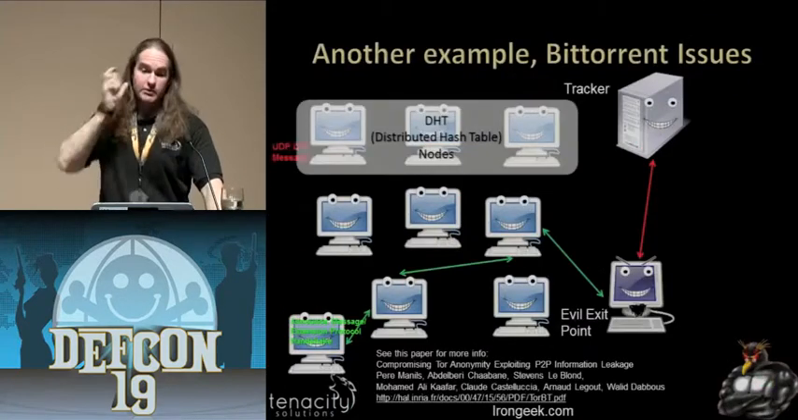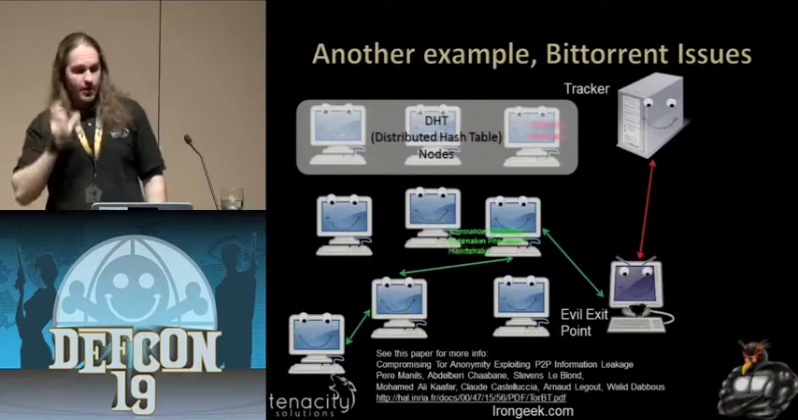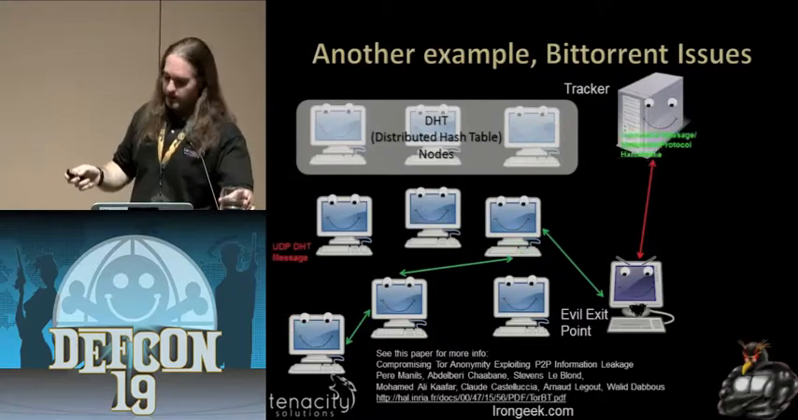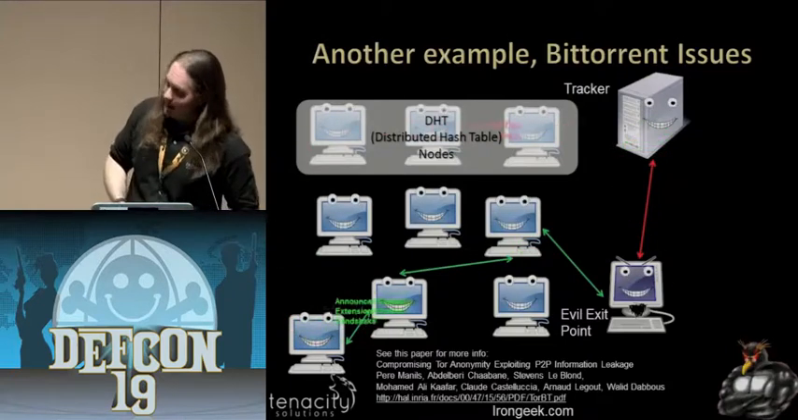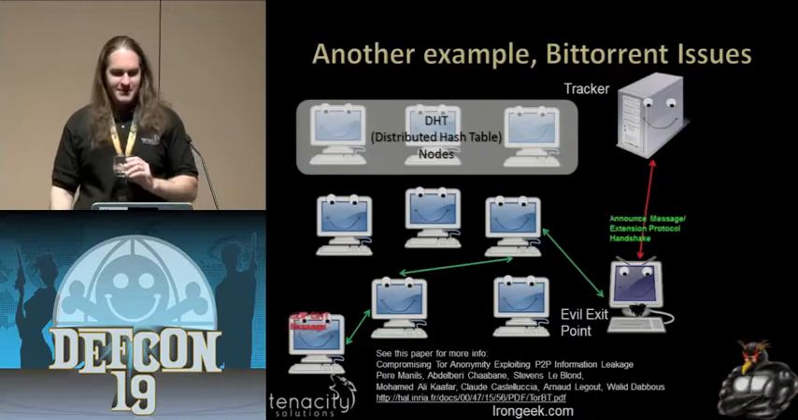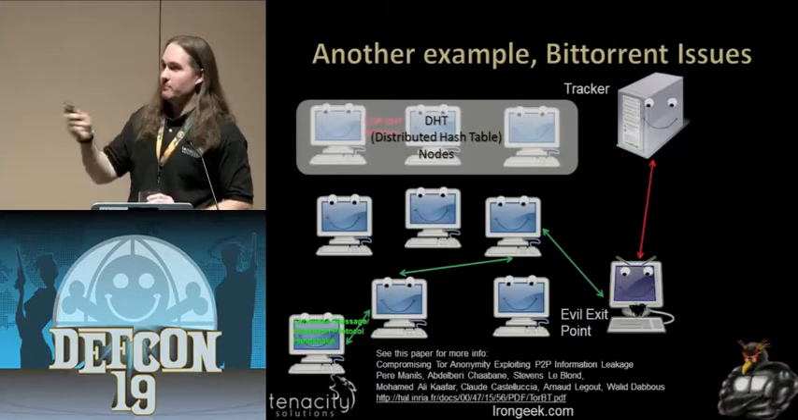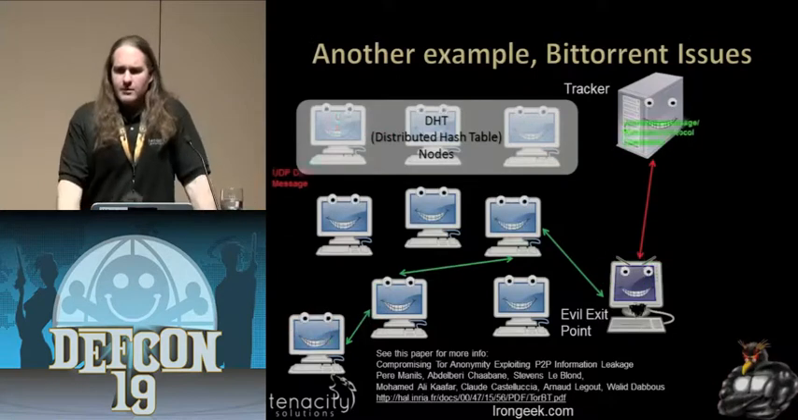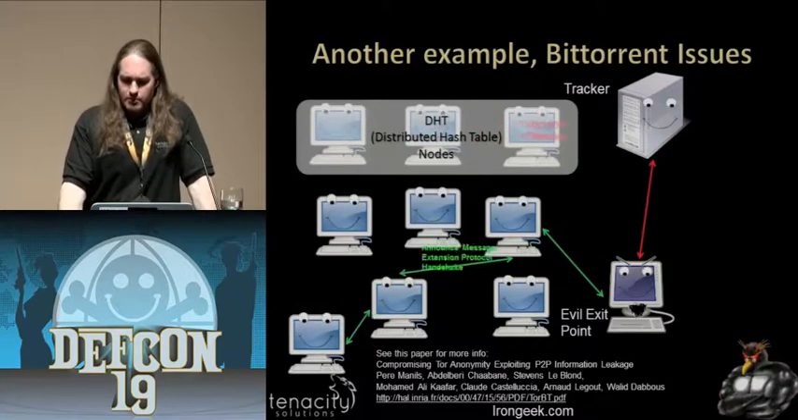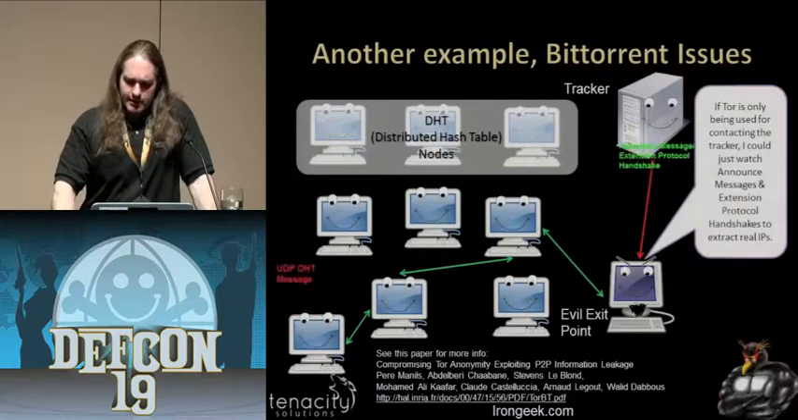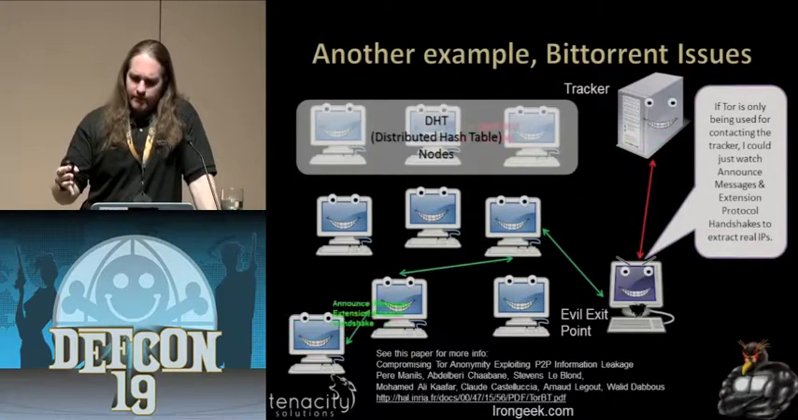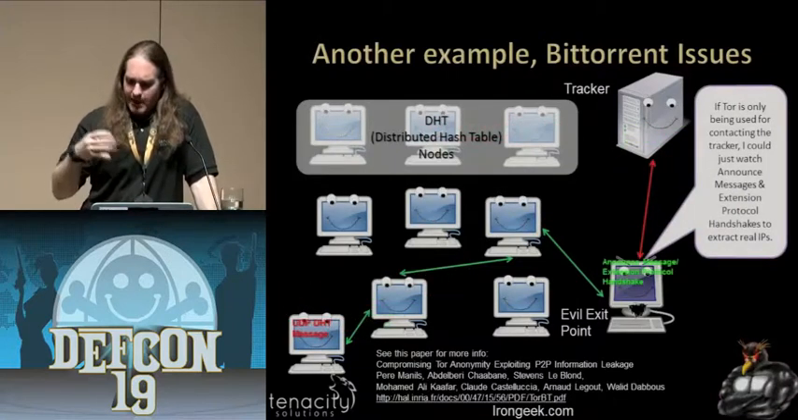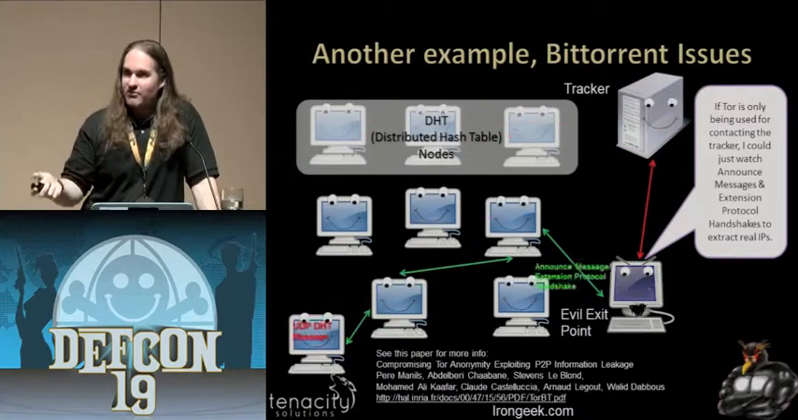Another example would be BitTorrent. Now, BitTorrent has a lot of issues, and all this work I've pulled from the folks whose names are at the bottom of the slide. I really don't want to butcher their names, so I'll point you to it; it should be on your DEF CON CD. BitTorrent has multiple issues. One of its issues is if Tor is only being used for contacting the tracker, I could just watch announce messages and extension protocol handshakes to extract real IPs.